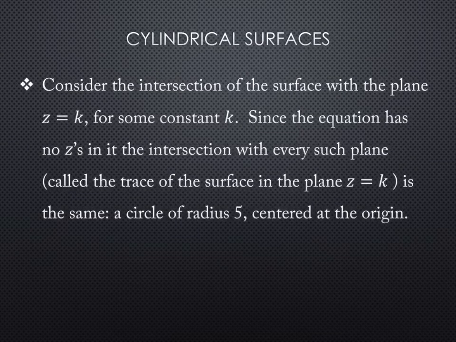Okay, so now we're going to consider the intersection of that surface, right, this sort of infinite heighted cylinder, with the plane z equals k for some constant k. Since the equation has no z's in it, the intersection with every such plane, which is what we call the trace of the surface in the plane z equals k, is the same. It's a circle of radius 5 centered at the origin.